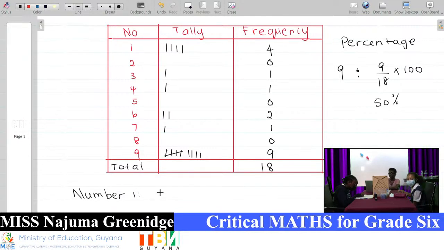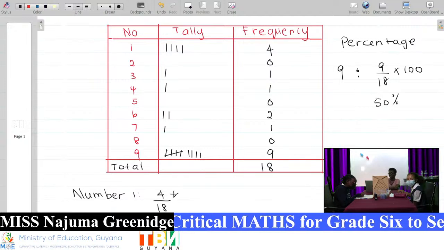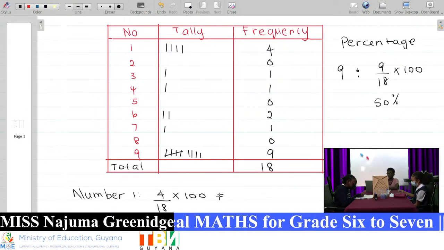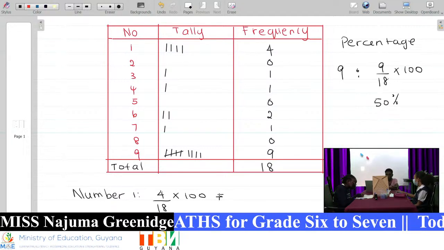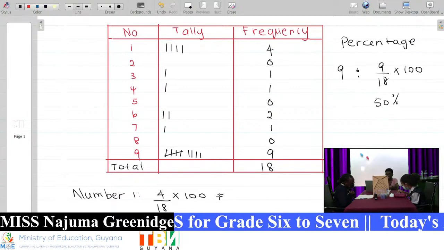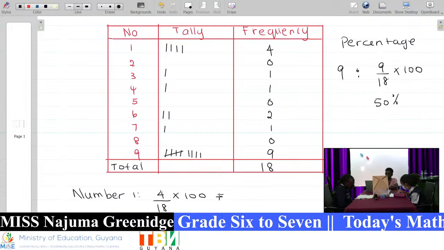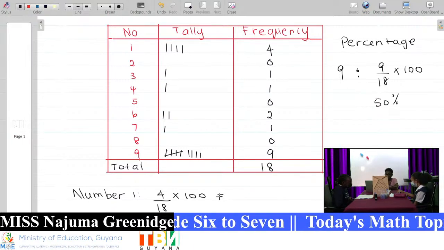It's 4 out of 80. Multiply by 100, so you get, percentage-wise, how much it is. We did percentages in our previous sessions, so it's going to come back again, even though we're looking at statistics in some sense.